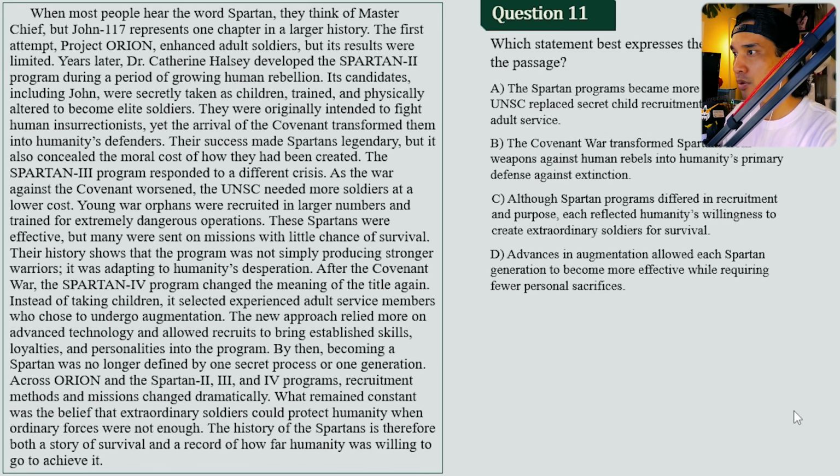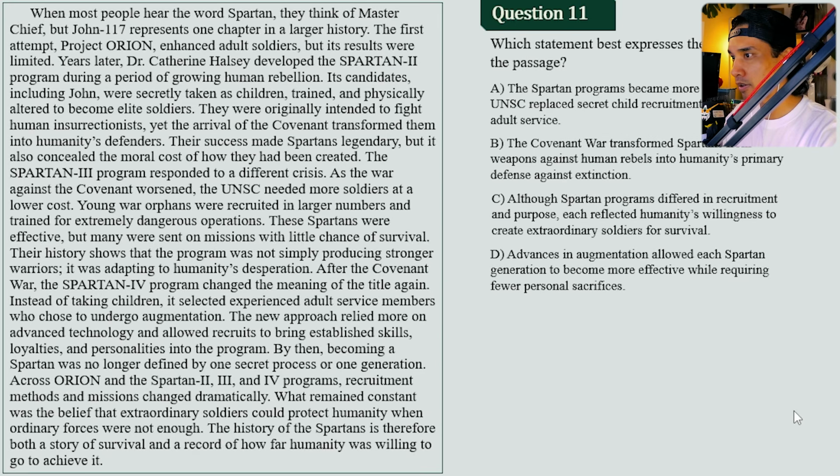The Spartan 3 program responded to a different crisis. As the war against the Covenant worsened, the UNSC needed more soldiers at a lower cost. Young war orphans were recruited in larger numbers and trained for extremely dangerous operations. These Spartans were effective, but many were sent on missions with little chance of survival. Their history shows that the program was not simply producing stronger warriors, it was adapting to humanity's desperation.